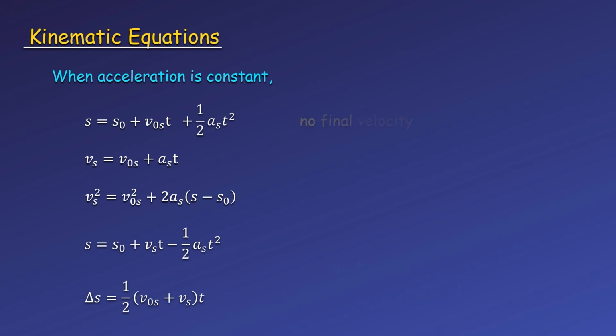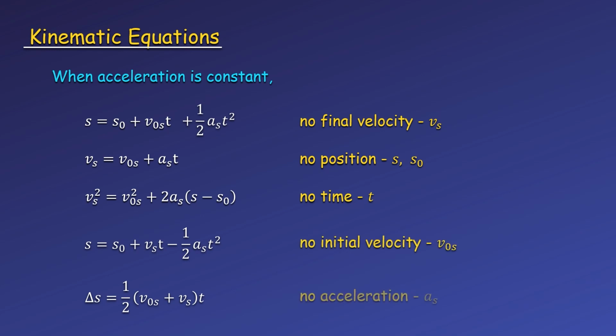And now let's look at all of the equations together. Notice each equation is missing one of the quantities we use to describe motion. In solving problems, we often don't know everything except for what we're solving for.